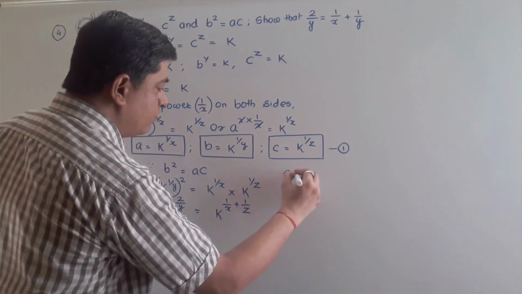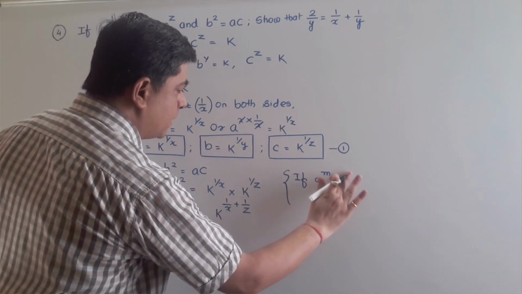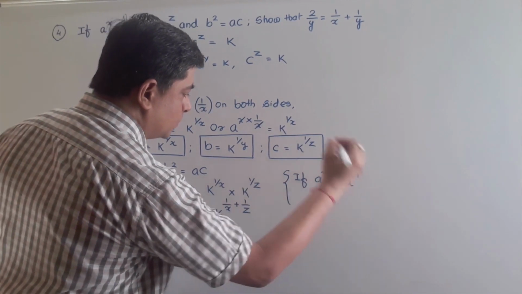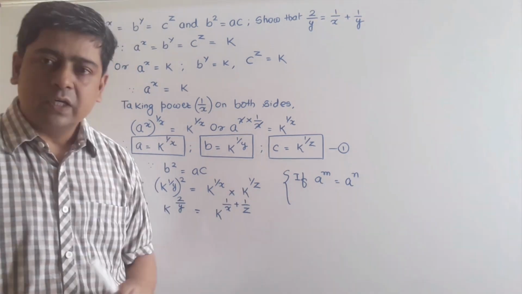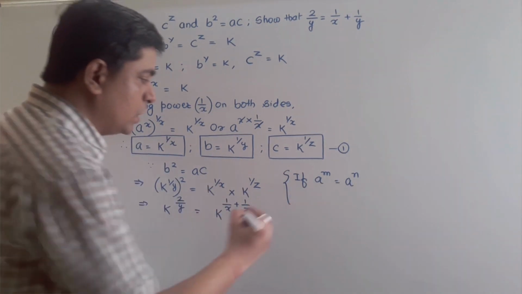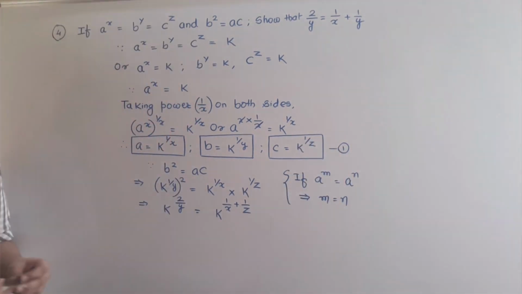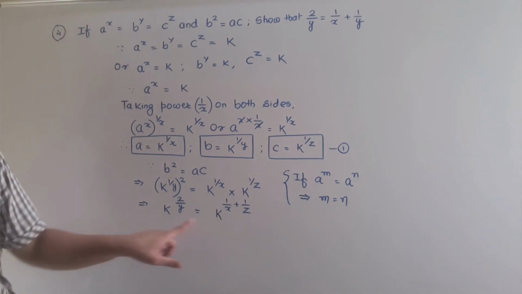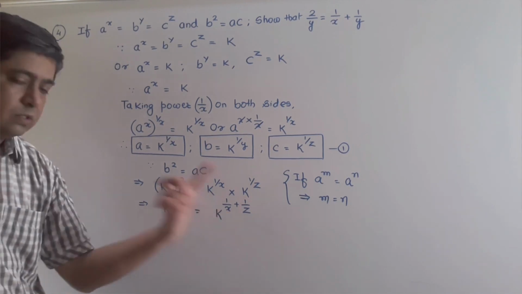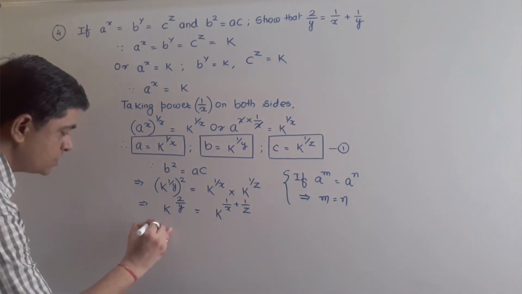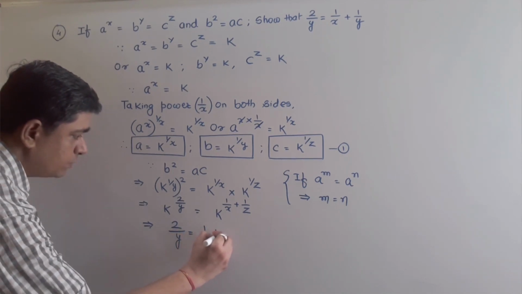Now here one simple formula we shall use. If I have two terms, a to the power m is equal to a to the power n, if the two terms are equal and their bases are equal, I can equate their powers also. So I can say that the value of m will be equal to n. The same thing is happening here also. See, these two terms are the same and their bases, k, are equal. So their powers we can also equate. So we can say that 2 upon y will be equal to 1 upon x plus 1 upon z.